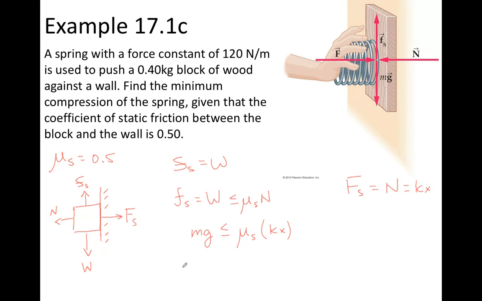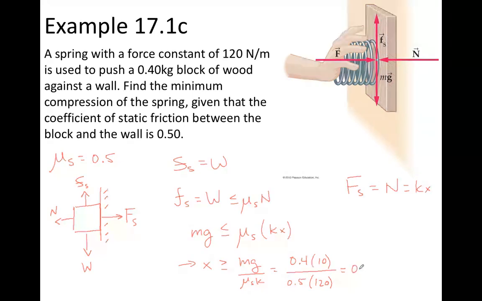And if I solve this for x, I can solve for x by dividing by k and dividing by mu s. x has to be bigger than mg divided by mu s times k. And I have all these values. So the mass is given as 0.4, g is still 10, mu s is 0.5, and k is 120. Putting all those values in, you end up getting 0.067 meters, which is 6.7 centimeters.